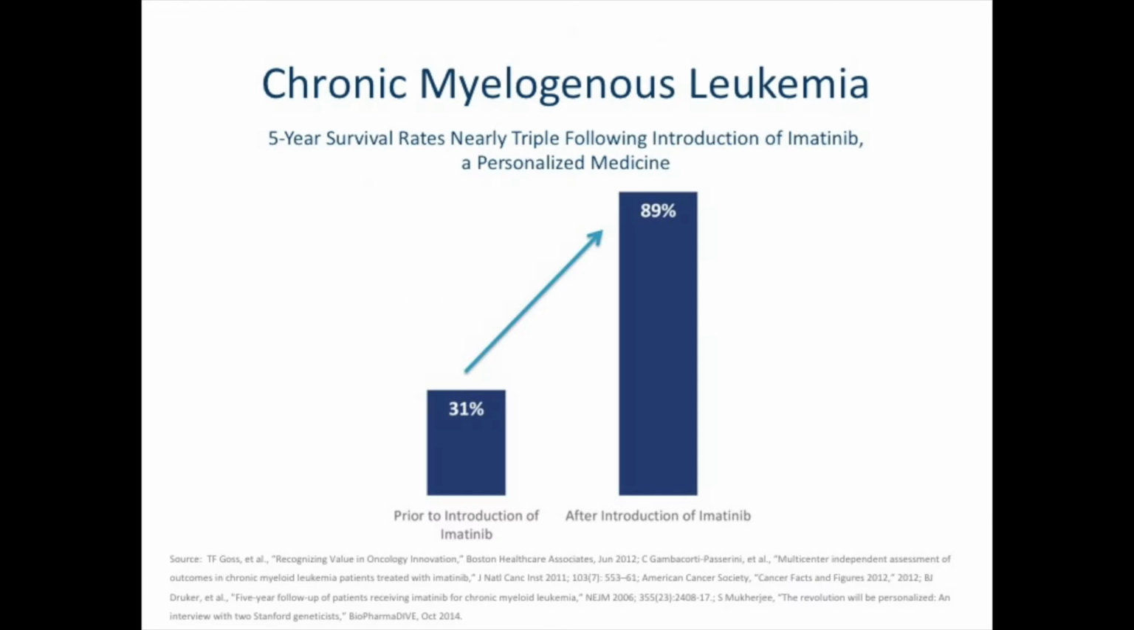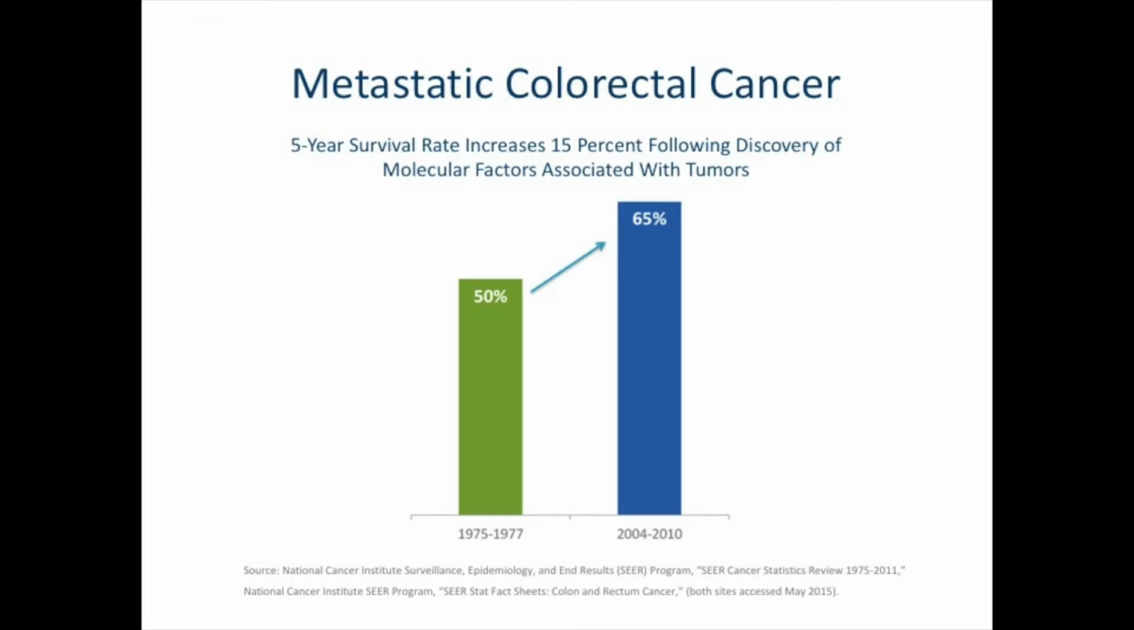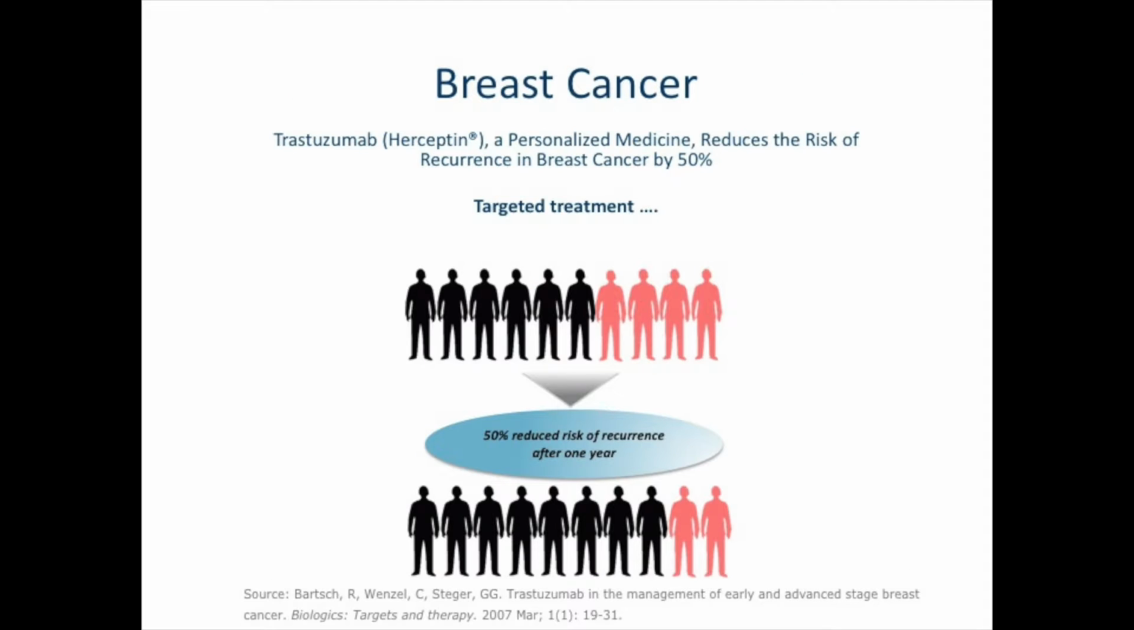So personalized medicine works. This is another slide that shows the same thing in chronic myelogenous leukemia, where one drug increased survival rate from 31 to 89%. Same in metastatic colorectal cancer, breast cancer, Herceptin, which is still the poster child of personalized medicine. It works for women who overexpress the HER2 protein, and doesn't work in other women, but knowing that has led to great improvements in treatment of breast cancer.